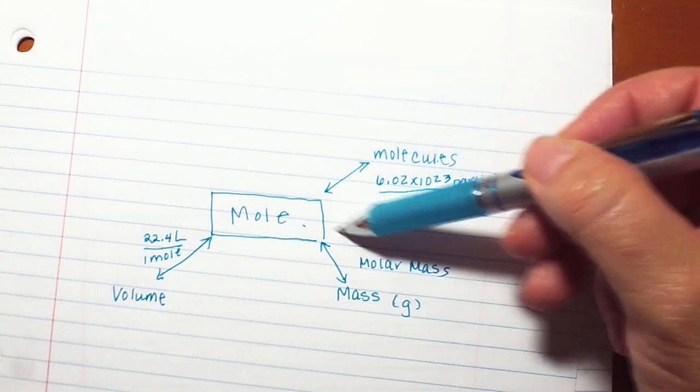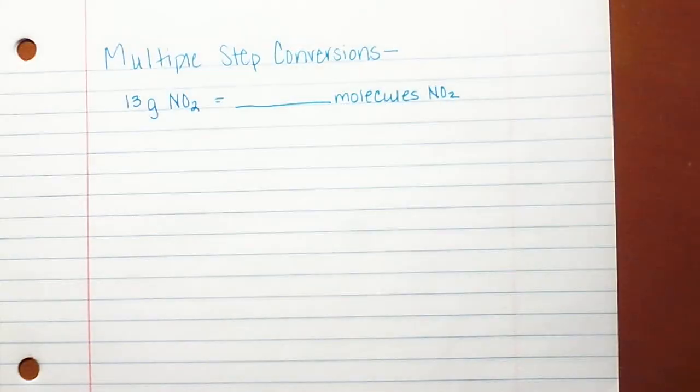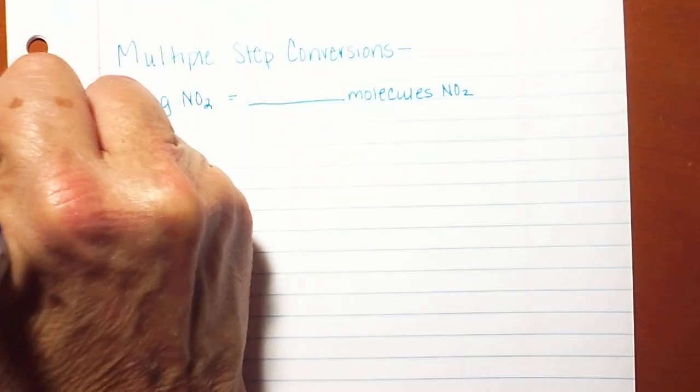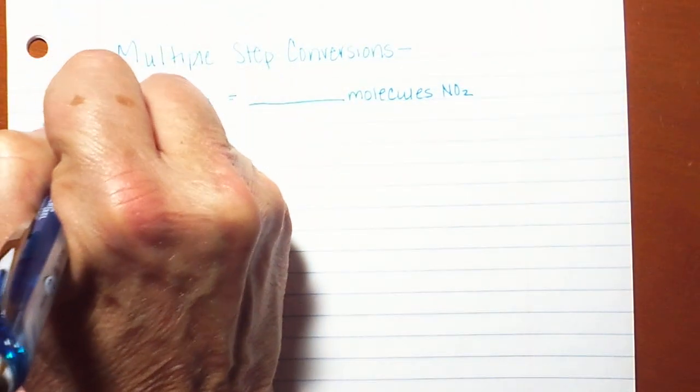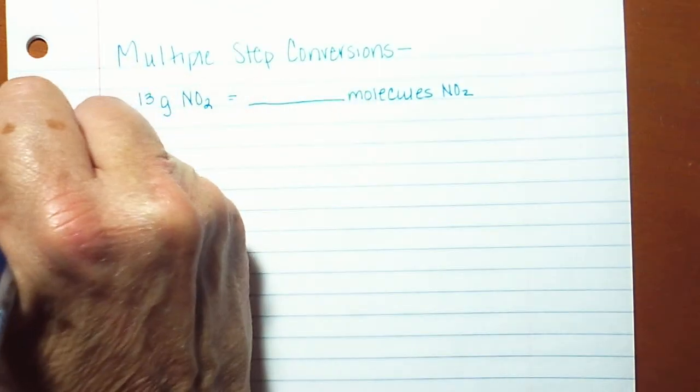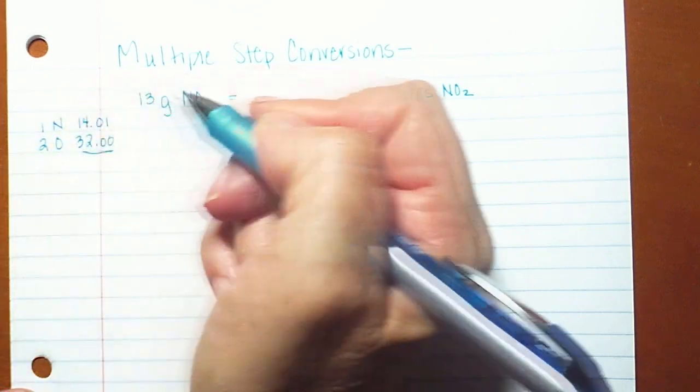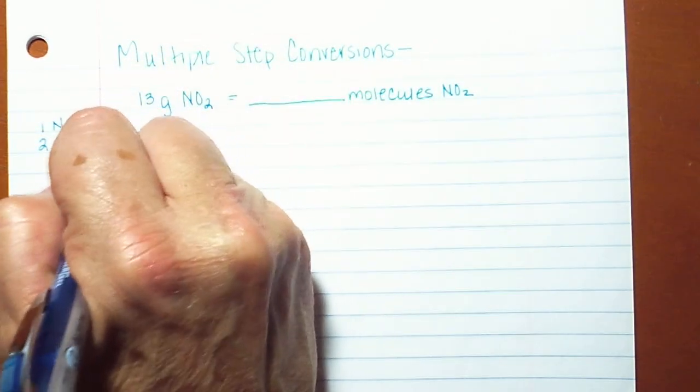So to go from grams to moles, we're going to use the molar mass. So I'm going to add up my molar mass here. So I have 1 nitrogen, so that's 14.01, and I have 2 oxygens, so that's 32.2 at 16 each.